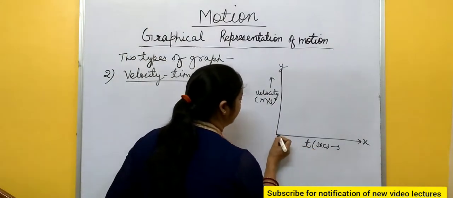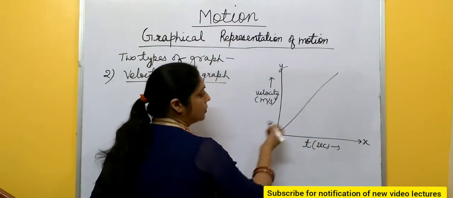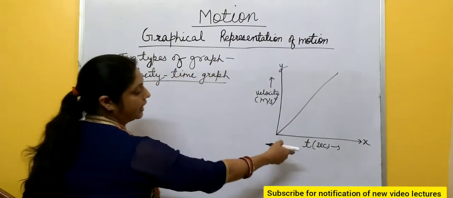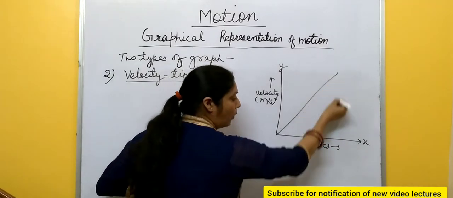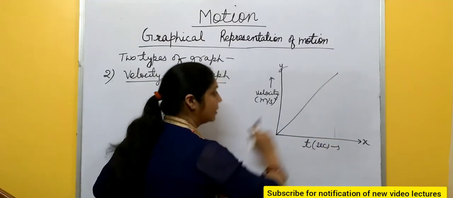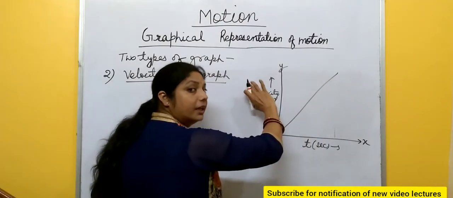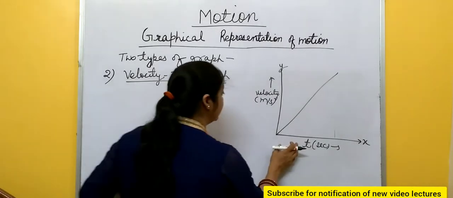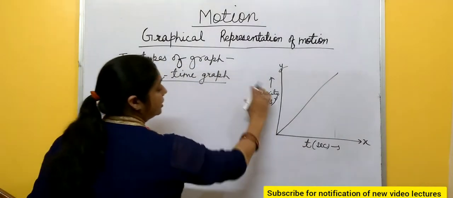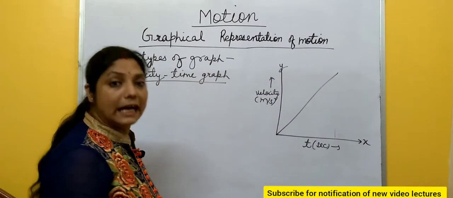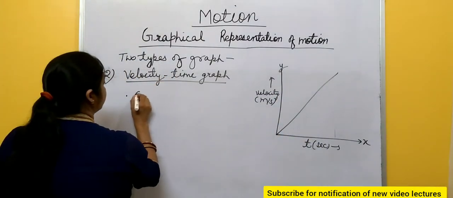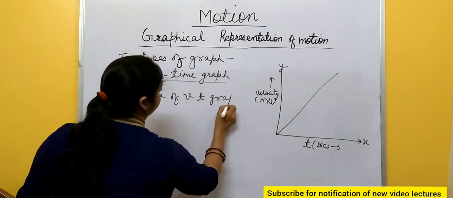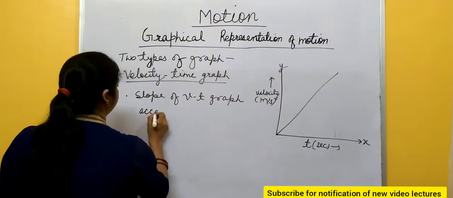And suppose at any time the motion is like this one. This straight line gives slope, and the slope of this velocity time graph gives what? Slope means y-axis by x-axis. The y-axis is change in velocity, and change in time is on the x-axis. So change in velocity by time gives acceleration. So in case of the velocity time graph, the slope of the Vt graph gives acceleration.